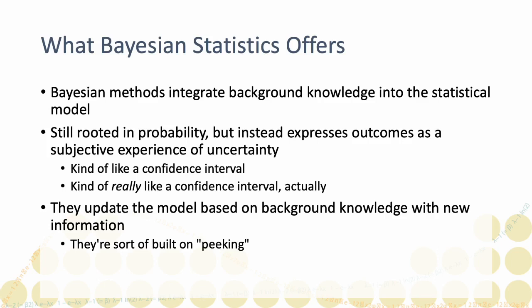The Bayesian approach turns the hypothesis test paradigm on its head. These methods integrate background or prior information into the statistical model. The approach is still rooted in probability, but it expresses the outcome as a degree of certainty, somewhat like a confidence interval. The Bayesian model combines any background information with new updated information from the present data to revise our model. In a way, this approach is built for peeking, because adding new information to the existing information makes the model more accurate rather than less accurate.